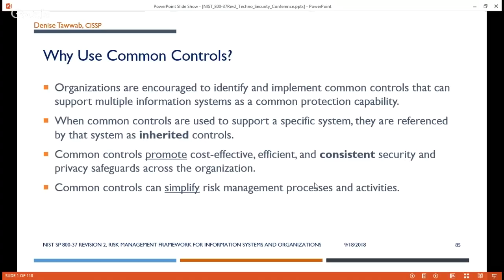So let's talk about common controls and why you use them. You're encouraged to identify and implement common controls that can support multiple information systems as a common protection capability. When your common controls are used to support a specific system, they are referenced by that system as inherited controls. Common controls promote cost effective, efficient, and consistent security and privacy safeguards across your business. Common controls can also simplify risk management processes and activities.